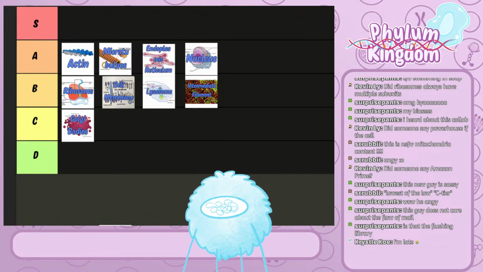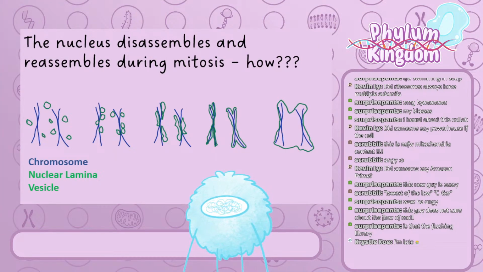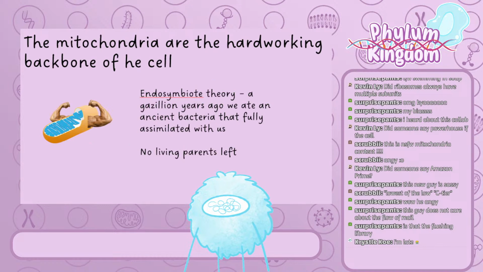All right. Last up on the list, if I could get muscle emoji react in the chat and a drum roll. You already know what's coming. We are going to talk about everybody's favorite organelle, the mitochondria. In other words, the mitochondria are the hardworking backbone of the cell.